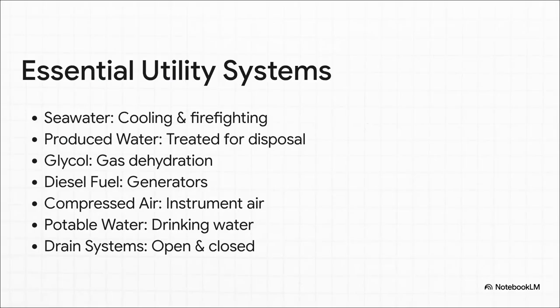Now, what's really interesting about these everyday utility fluids is that they're just as heavily engineered as the crude oil itself. You've got massive seawater systems designed for cooling and fighting rig fires, glycol systems for gas dehydration, diesel for generators, compressed air for instruments, potable water for the crew to drink, and carefully separated drain systems ensuring oily rainwater is safely treated. Every single one of these utility systems is a massive engineering feat on its own, running right alongside the main production lines.